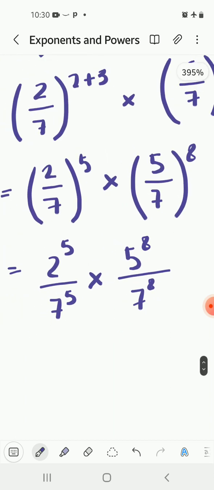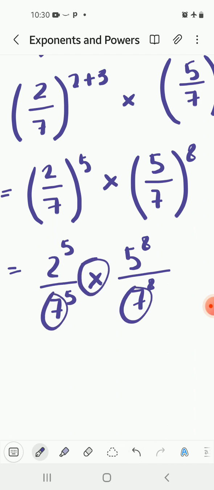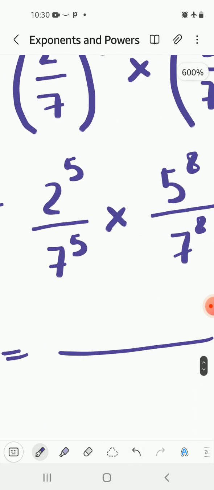Split it separately, write it down. Now you can see over here 2 and 5 are different, but 7 is the same. So the base is the same and there's a multiplication sign, so this needs to be added. So in the next step, what we are going to write is 2 to the power 5.